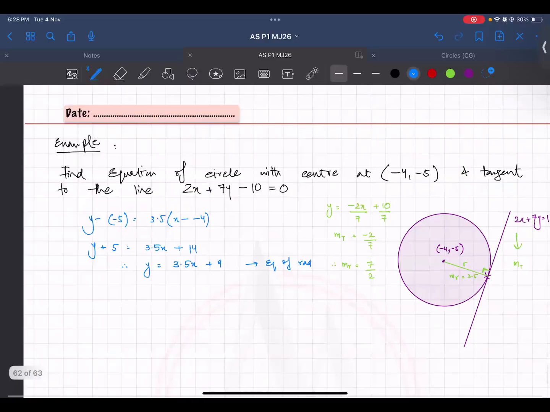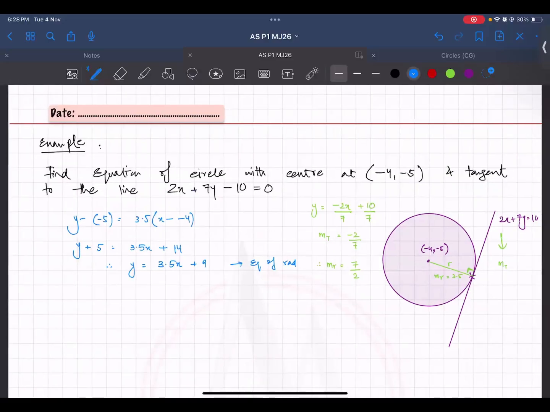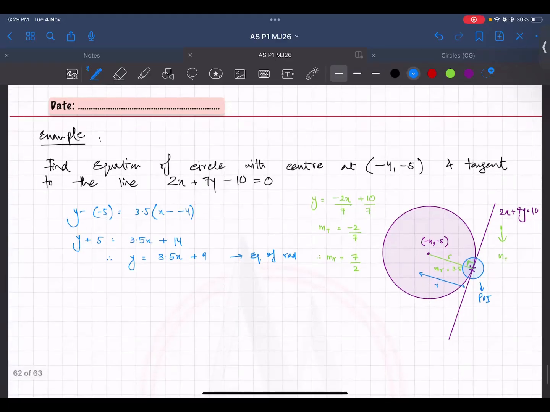Then what we can do is, if we solve the equation of the radius and the equation of the tangent, we would get the point of intersection between them. This is the point of intersection. If we simultaneously solve the equation of the radius and the equation of the tangent which they gave us, we will get the point of intersection. And if we get this point, then we can easily find the distance between these 2 points, the center and the point of intersection. That would be the radius, right? So we will now solve these two simultaneously.